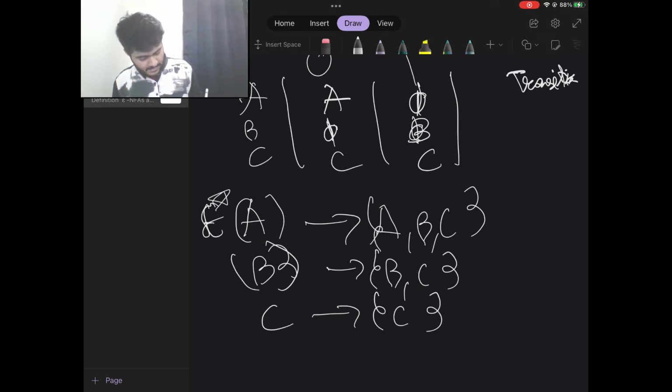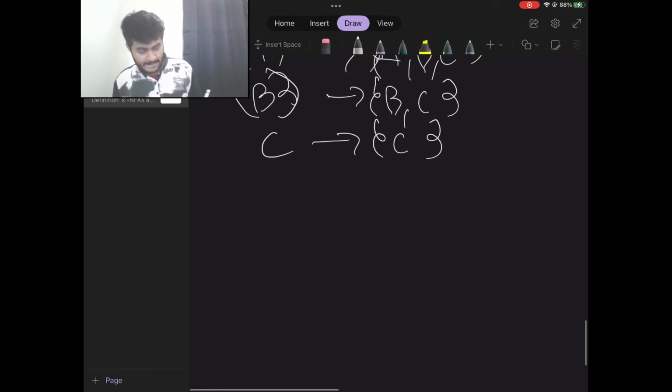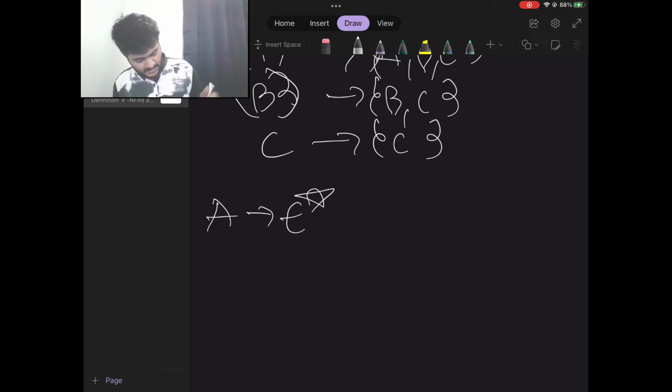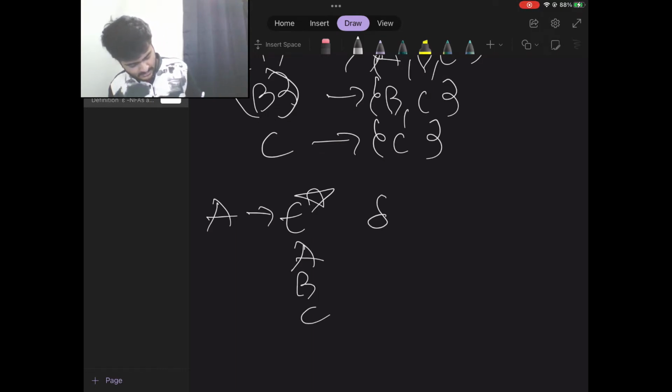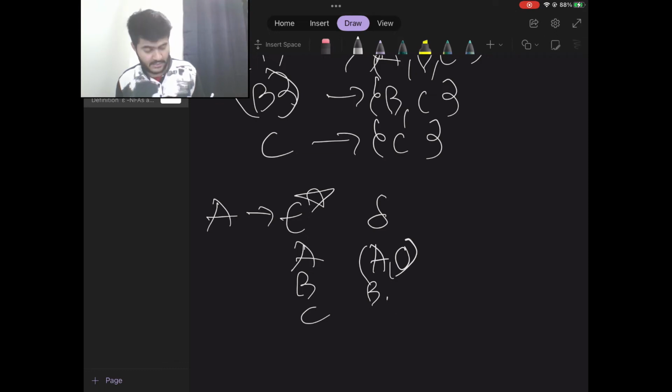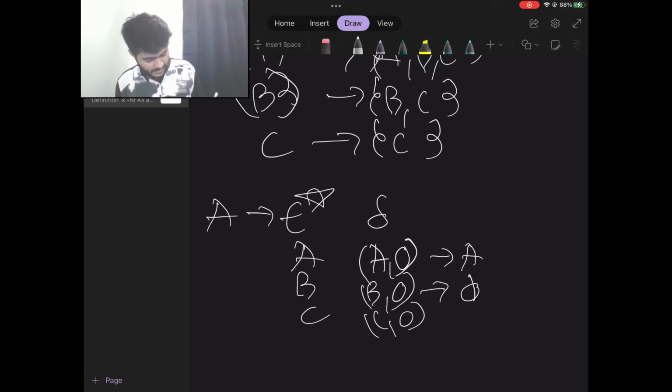Closure of B will be B, comma C, and closure of C will be C and B. So let's define this. If we talk about A and take the epsilon closure A, B, C, and if we talk about the delta function of this, like the lambda transition function. So A leading to 0, B leading to 0, and C leading to 0. A leading to 0 will lead us to A, B leading to 0 will not lead us to anything, C leading to 0 will lead us to 0.